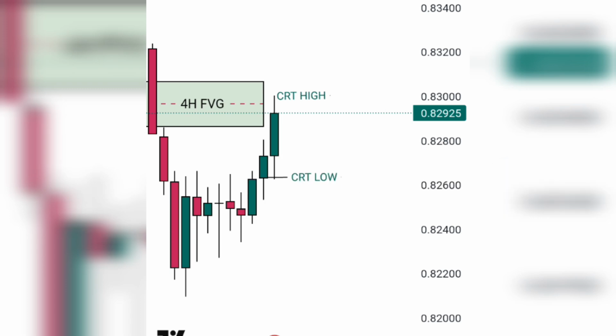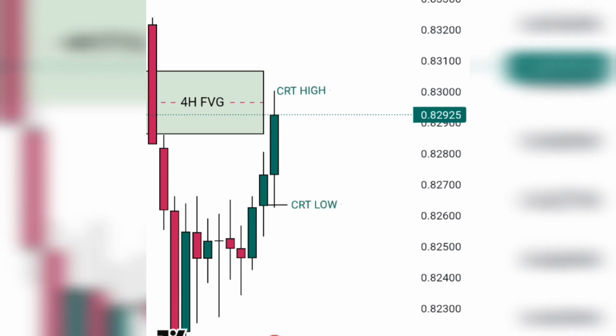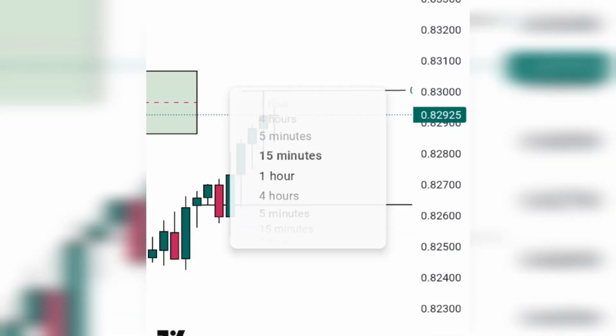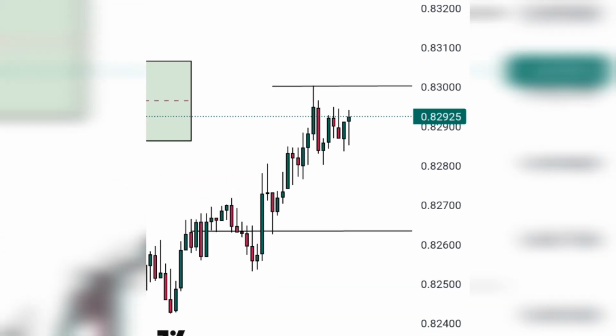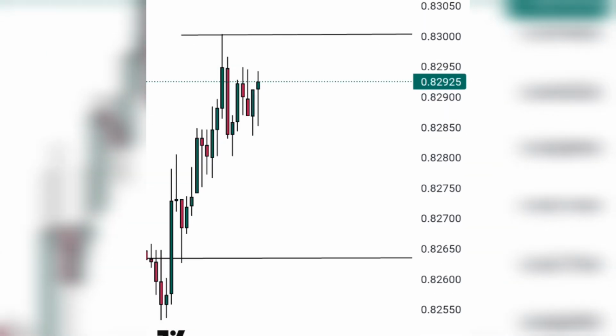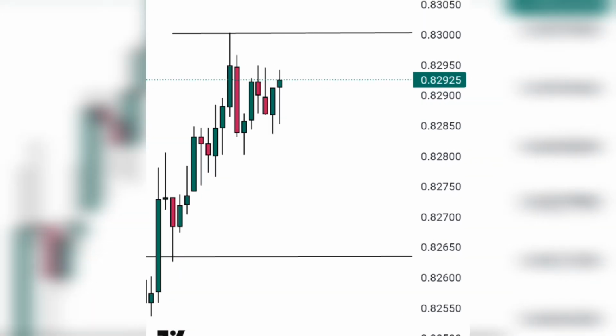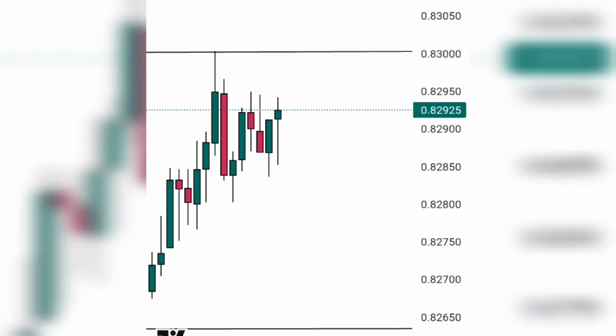So first of all, you mark the CRT high and the CRT low. After marking the CRT high and CRT low, you scale down to a lower time frame like 15 minutes to see what is actually happening and see any kind of reversal that's maybe happening in the lower time frame.